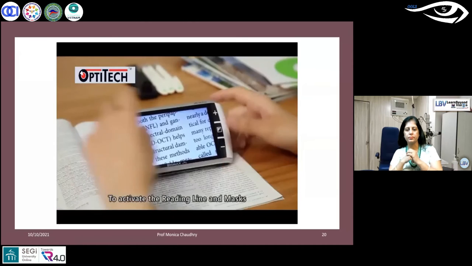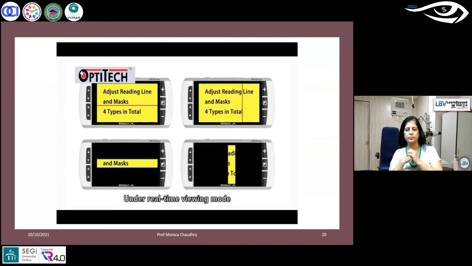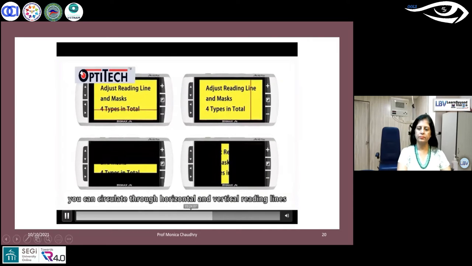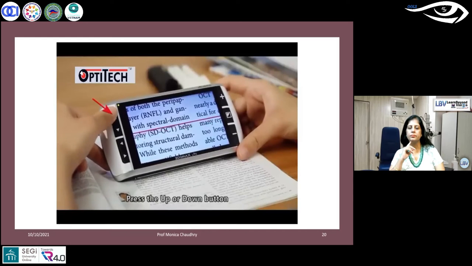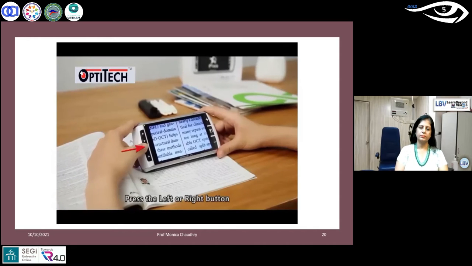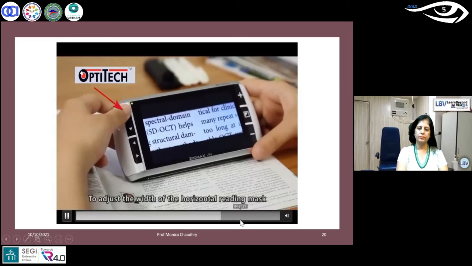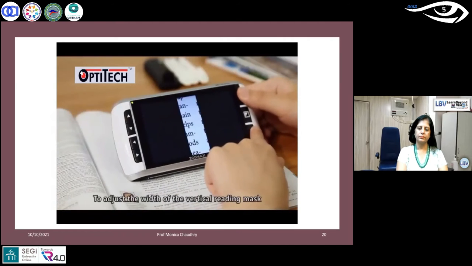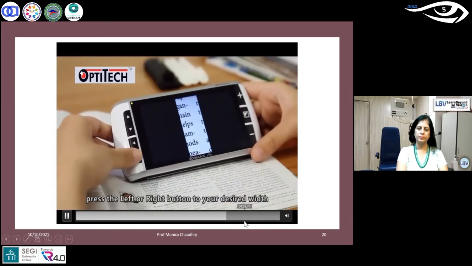To activate the reading line and masks, short press the zoom in and zoom out buttons simultaneously. Under the real-time viewing mode, you can circulate through horizontal and vertical reading lines and horizontal and vertical reading masks. Press the up or down button to move the horizontal reading line to your desired position. Press the left or right button to move the vertical reading line to the desired position. To adjust the width of the horizontal reading mask, press the up or down button. To adjust the width of the vertical reading mask, press the left or right button to your desired width.